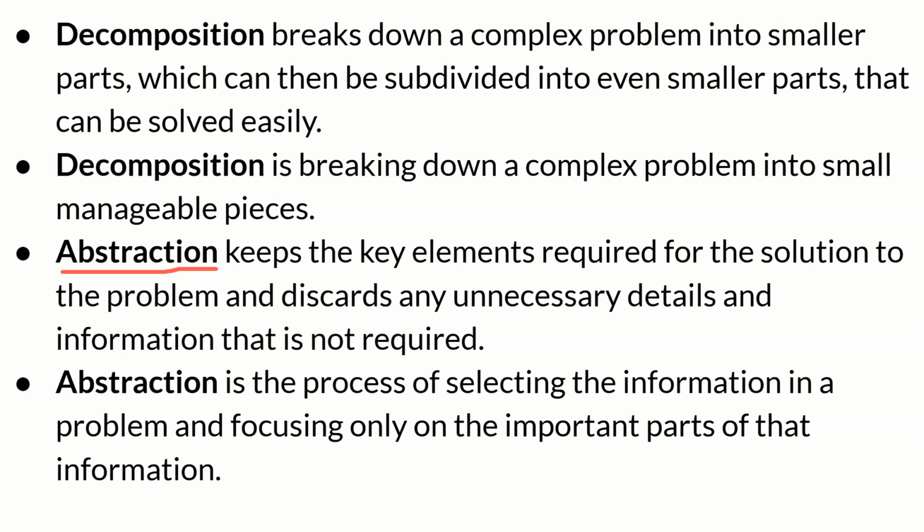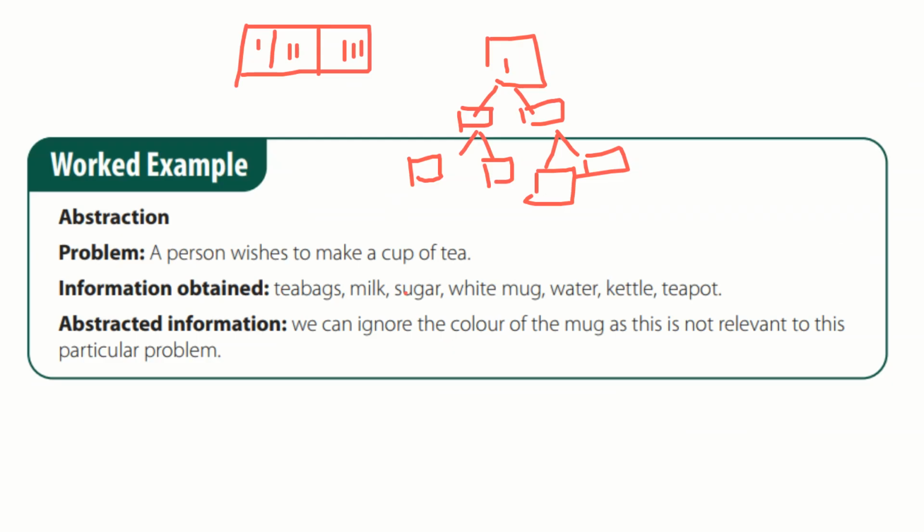So abstraction is the process of selecting the information in a problem and focusing only on the important parts of that information. So anytime we abstract, our main point over here is what? We're looking at the important things and neglecting what? The unnecessary ones. I don't know if you get me. We look at the important things whilst we neglect the unnecessary ones. So in analysis, these are the two: decomposition and what? Abstraction.